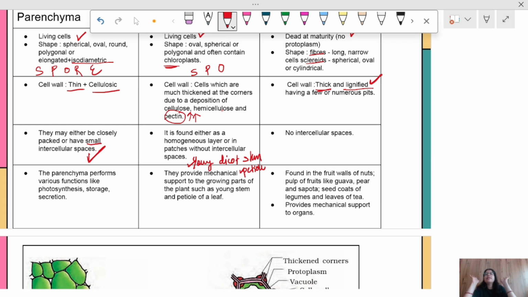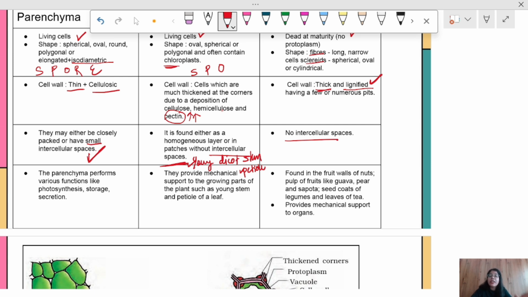So in these two places, when collenchyma is present, it can either be present as a homogeneous layer or it can be present in patches. But the thing you have to remember, it does not have any intercellular spaces. Small intercellular spaces can be present in the parenchyma or they can be compactly arranged also, but there is no intercellular space in the collenchyma, and there is no intercellular space in the fibers also.